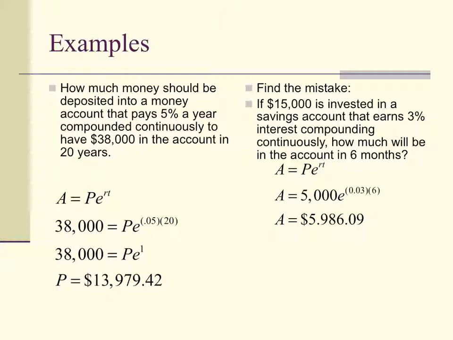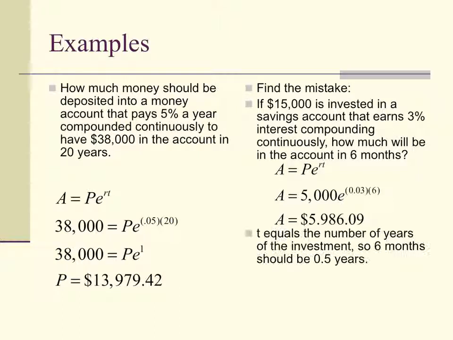Okay. Hopefully you caught it, because this is a common mistake that people make. T is the number of years, and so instead of 6 months, you should use 0.5 years. So remember that T will always be in years. If it's given in something else, notice that and be sure that you've changed it to years. So this is what the problem should have actually looked like, and the amount is significantly different than if we use the 6.